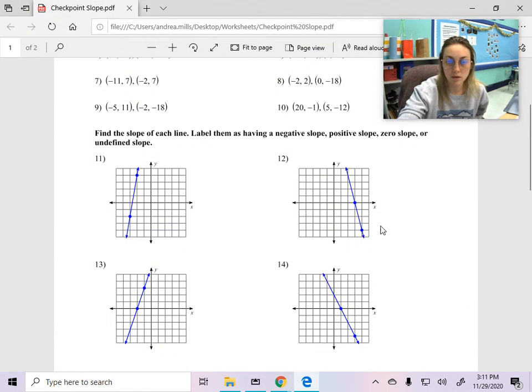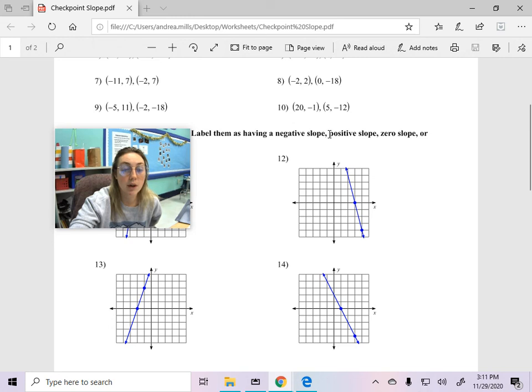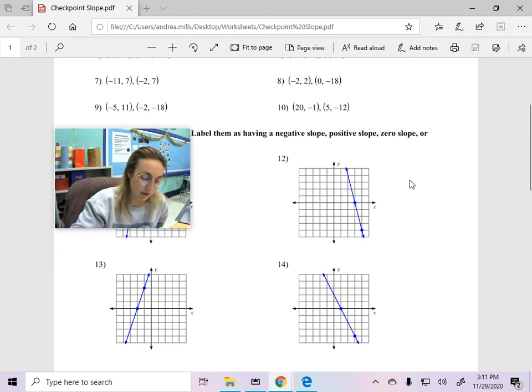We're just going to look at the graphs right here, and I'll just show you how to read the graph real quick and figure out what the slope is. So let's go to number 12 again real quick. So we're looking at number 12, and the slope is always going to be rise over run. We're going to try to figure out how we got from this point to this point, and each time you're going to use rise over run.